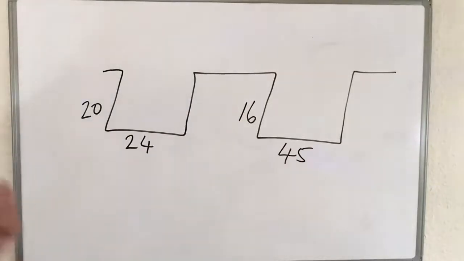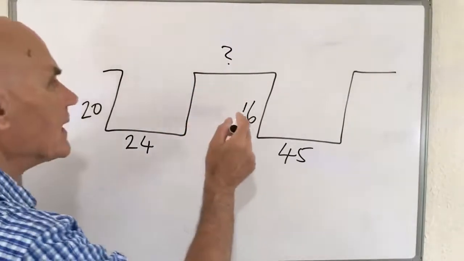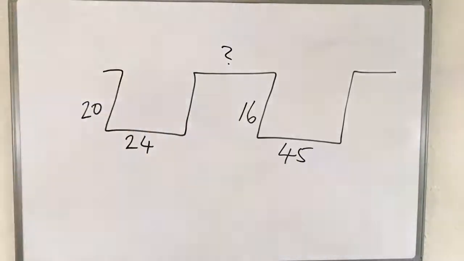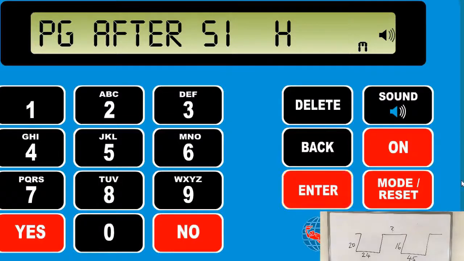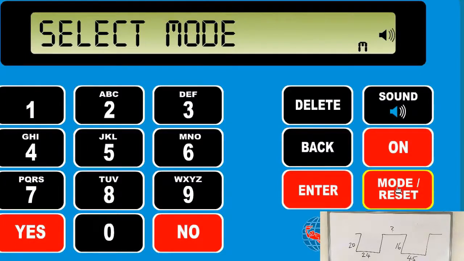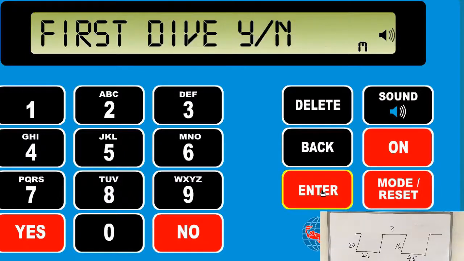Okay, so the question is, what is the minimum surface interval if you need to do a dive of 20 metres for 24 minutes followed by 16 metres for 45 minutes? Let's have a look, see how it works. It's quite straightforward, this one. So once again, pressing reset doesn't seem to do any good, so I'm going to switch it off, switch it back on again, and this time the mode we're going to use is surface interval, which should mean minimum surface interval, of course. So okay, now is it the first dive? Yes it is, so we can just click on yes.